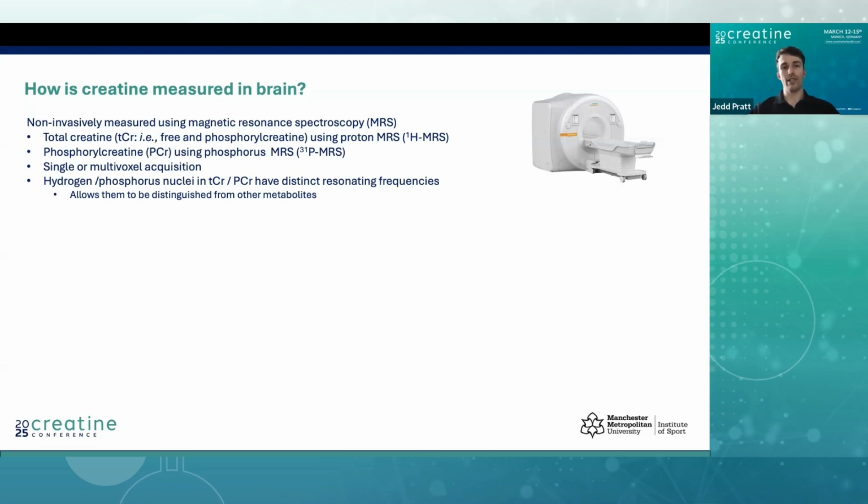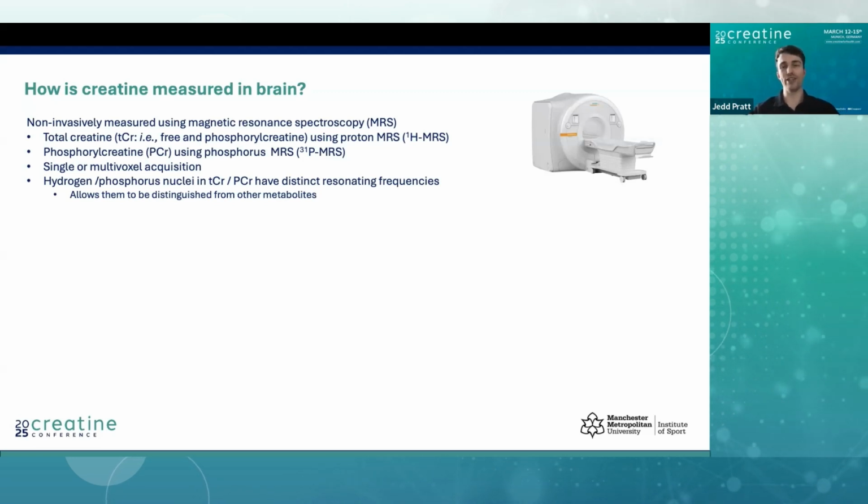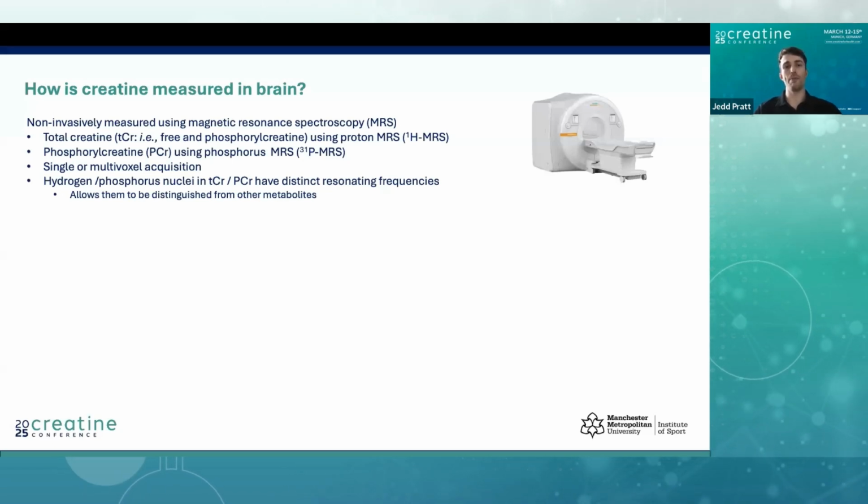So with total creatine, you can saturate those hydrogen nuclei and they'll have a distinct resonating frequency that will be able to differentiate total creatine from other metabolites along that spectrum. But what happens is, because phosphocreatine and total creatine within this proton MRS scan resonate at the same frequency, you can't actually differentiate between what's free and what's phosphoryl creatine.